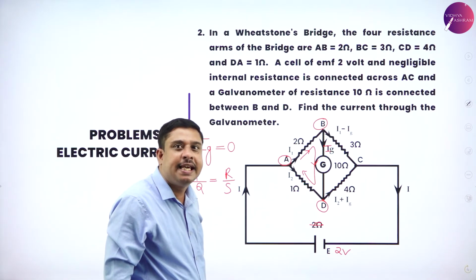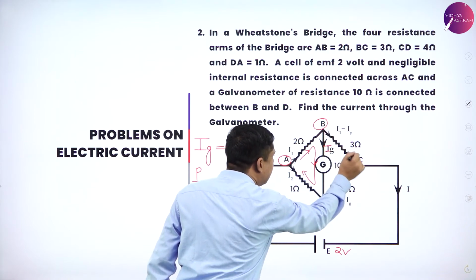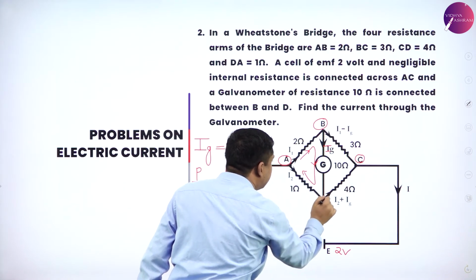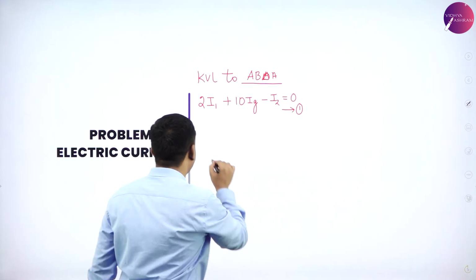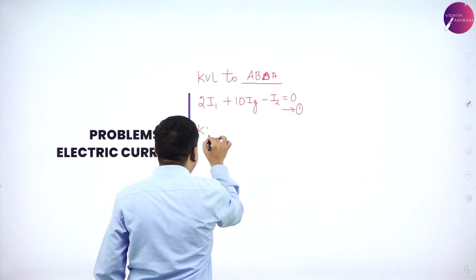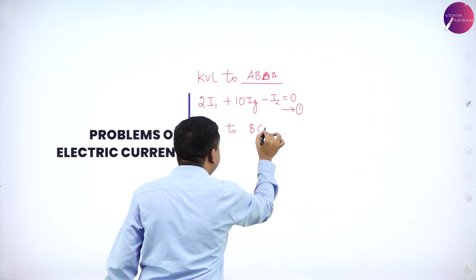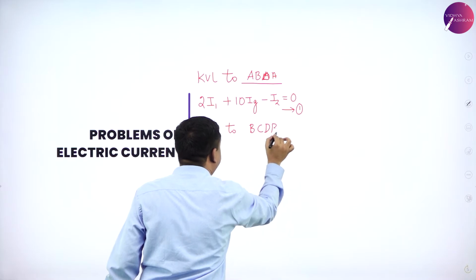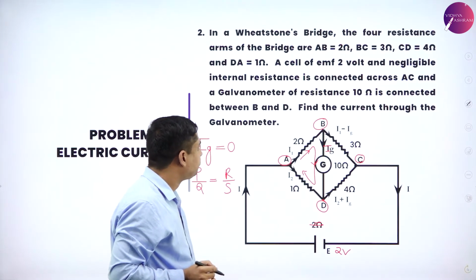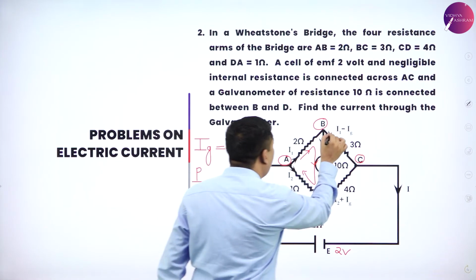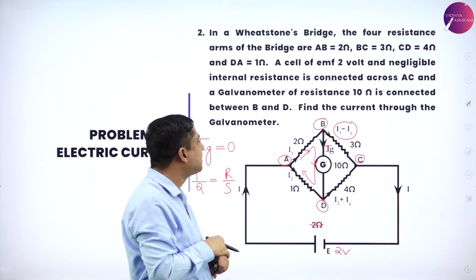Apply KVL to the next mesh. B, C, D, B. Interesting here. So I will apply KVL to B, C, D, B. Now, how did this current become I1 minus Ig?